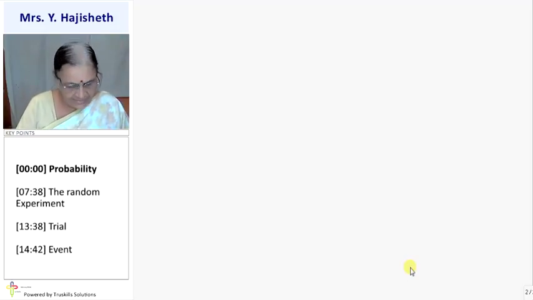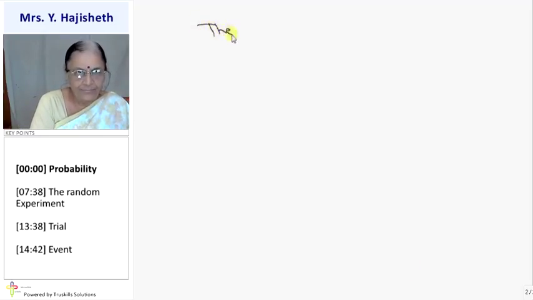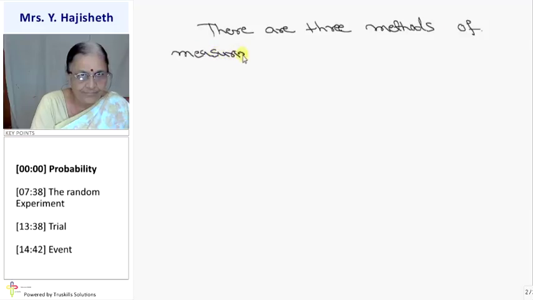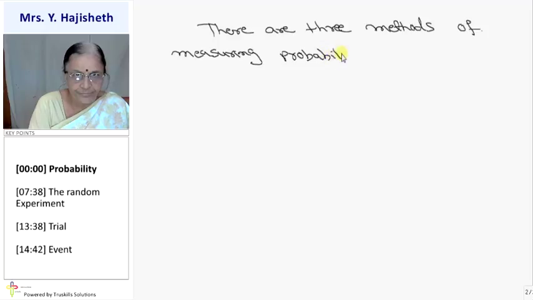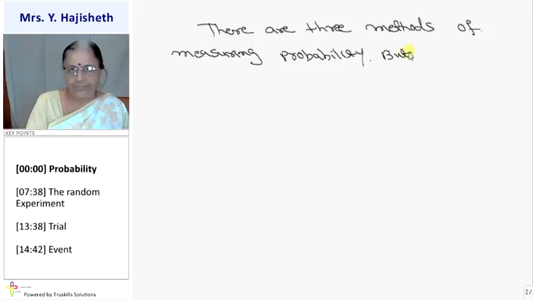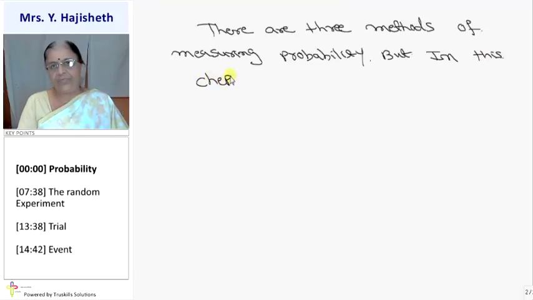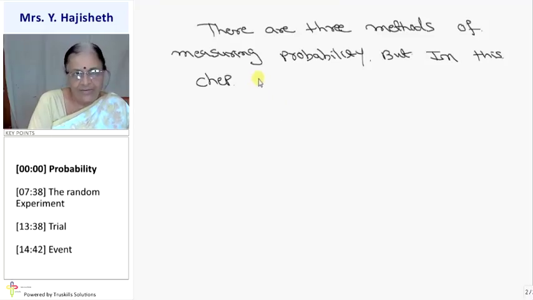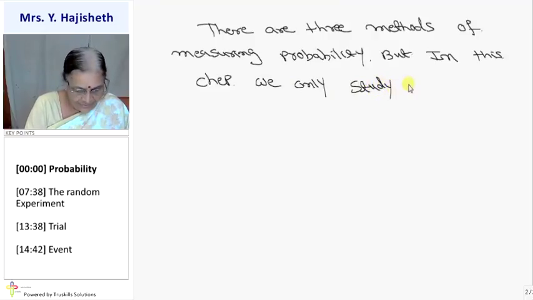There are three methods of measuring probability. But in this chapter we only study one way, because this is the first time we come across the word probability. We only study one way in this chapter, and the other ways we will study in 10th, 11th, and 12th standard.